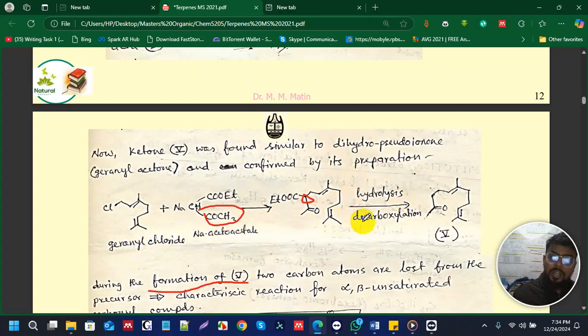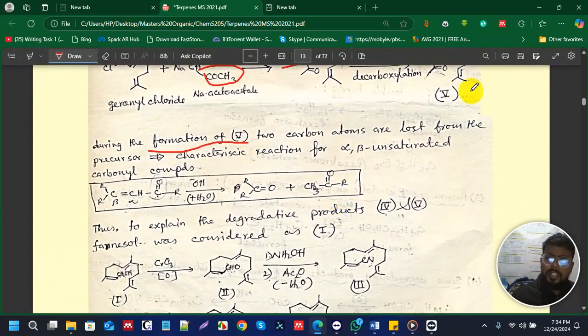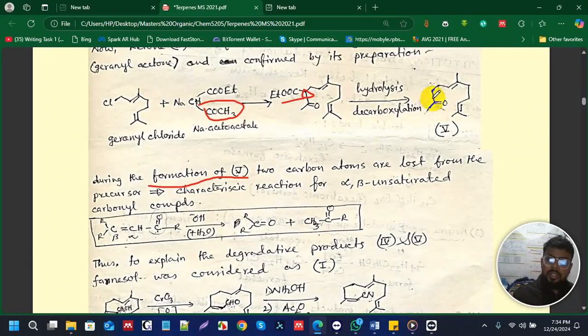And when you do hydrolysis, decarboxylation will occur. Here the COO ethyl, the ethyl acetate, is attached. So this COO will be eliminated, and that's why we say decarboxylation will occur, and the remaining portion will be as usual. During the formation of structure 5, it is C13H22O, a ketonic compound.